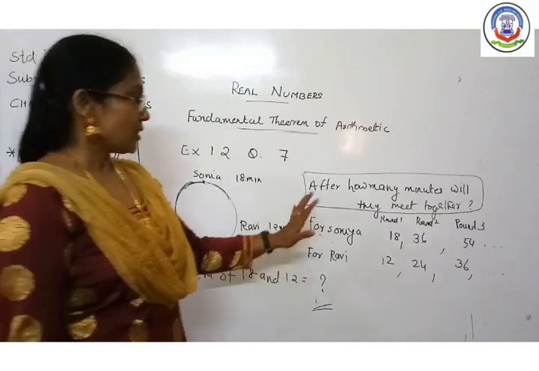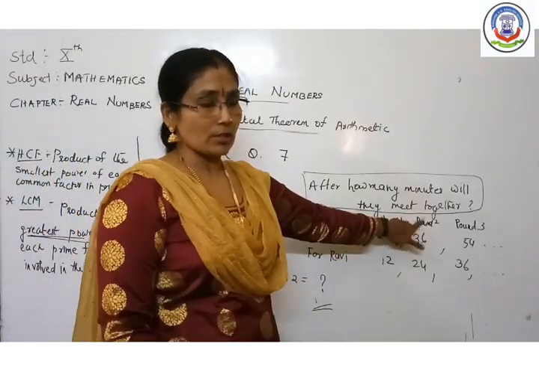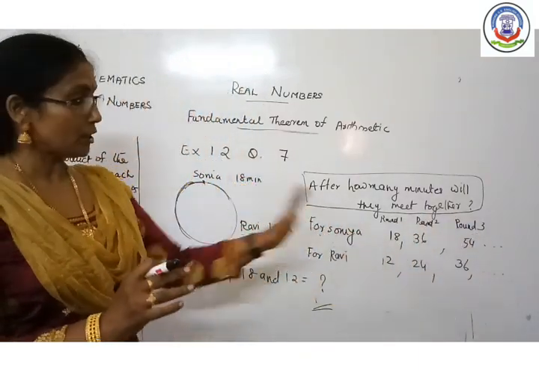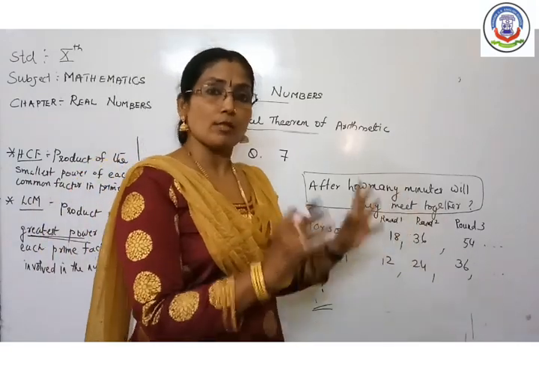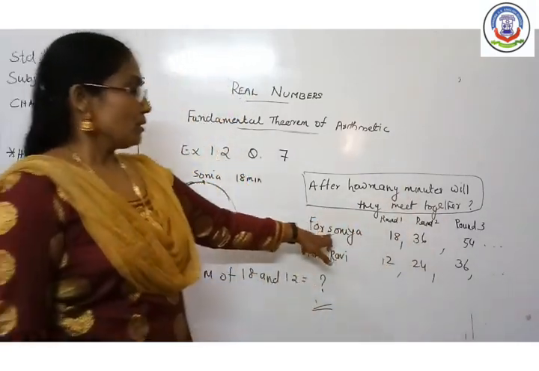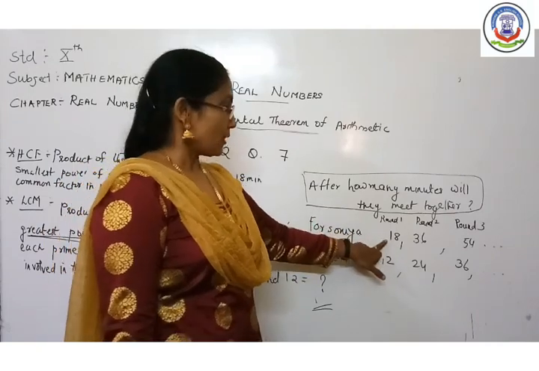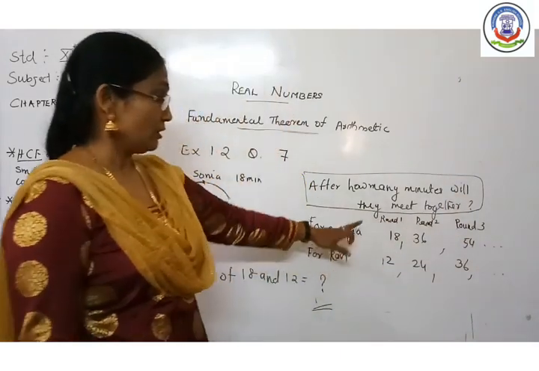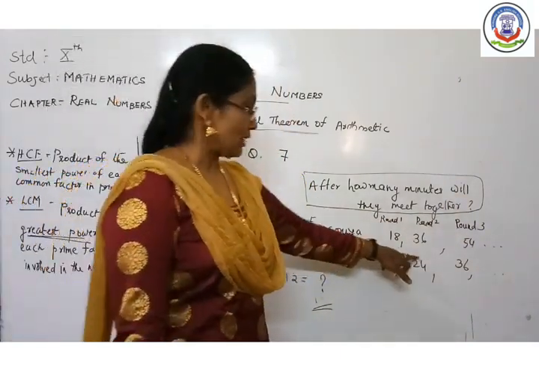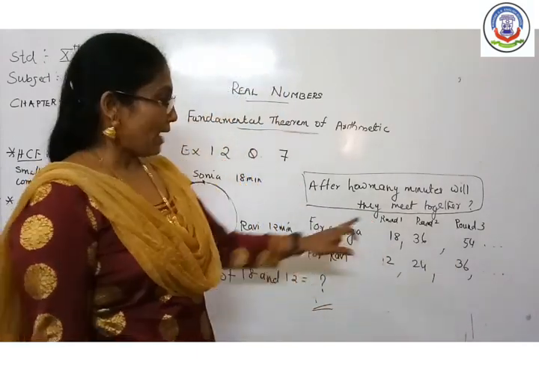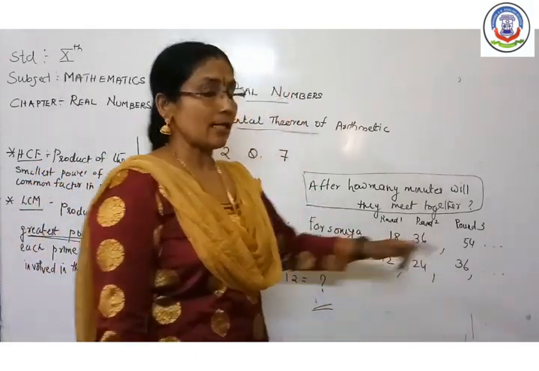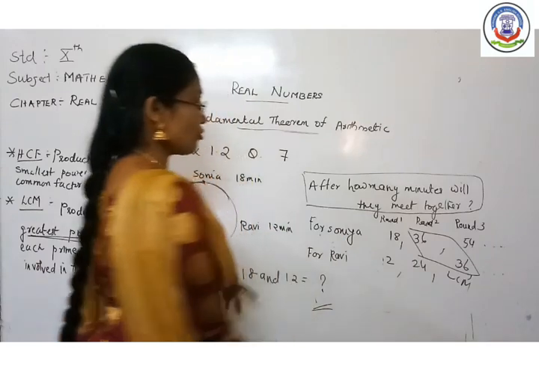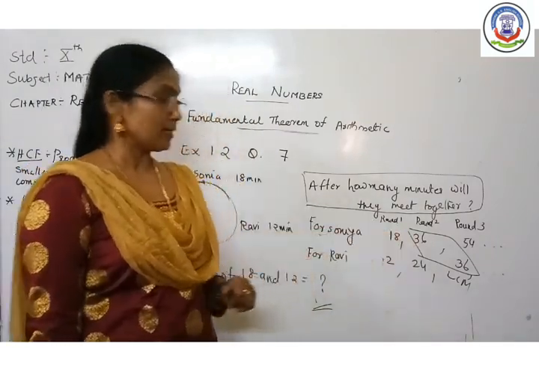Is it right? That means Sonia will finish only 2 rounds, but Ravi is going to finish 3 rounds. But he takes 36 minutes, and this person also takes 36 minutes. That means these are the multiples of 18: 18, 36, 54. And for Ravi, 12 minutes: 12, 24, 36 are the multiples. And what is this 36, 36 here? This is the LCM of these two numbers. Is it correct? LCM of 18 and 12 is 36.